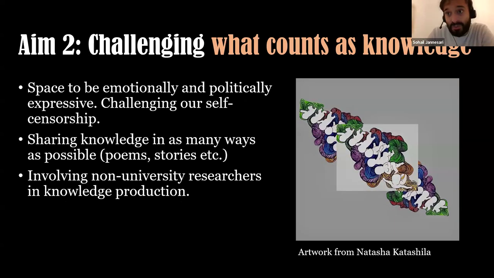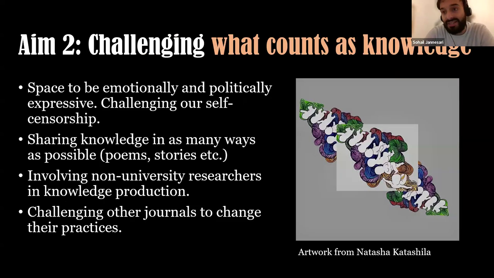So the second aim, which relates to the open research agenda, is challenging what counts as knowledge. The journal is supposed to provide a space for people to be emotionally and also politically expressive. And there's, I think, an inherent self-censorship within a lot of academia. That's how sometimes we're trained to be as researchers, unfortunately. There's still this idea of the neutral research, the neutral voice, the voice that's not emotive. And so we're trying to challenge that.